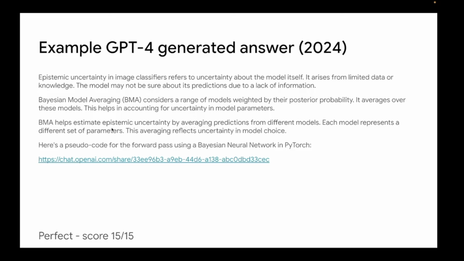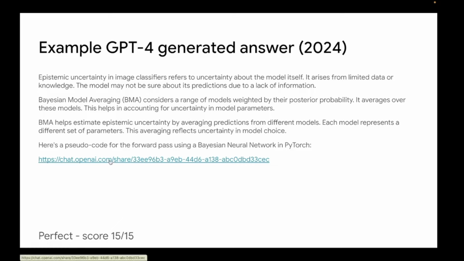And then it says BMA helps estimating epistemic uncertainty by averaging predictions from different models. Each model represents a different set of parameters. The averaging reflects uncertainty in model choice. So what is important here is to describe where the averaging is happening. You can do the average in the parameter space or in the output space. It's important to say that you're doing the averaging in the output space, not just over the parameters. So this is missing, so I'll deduct a few points for that actually.